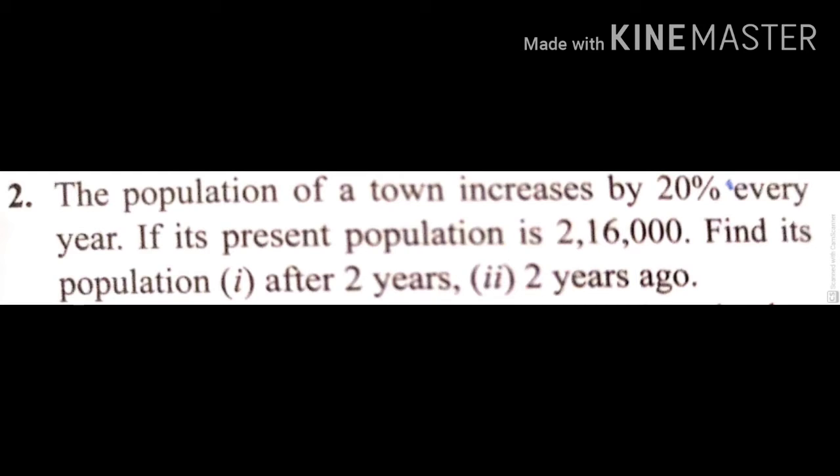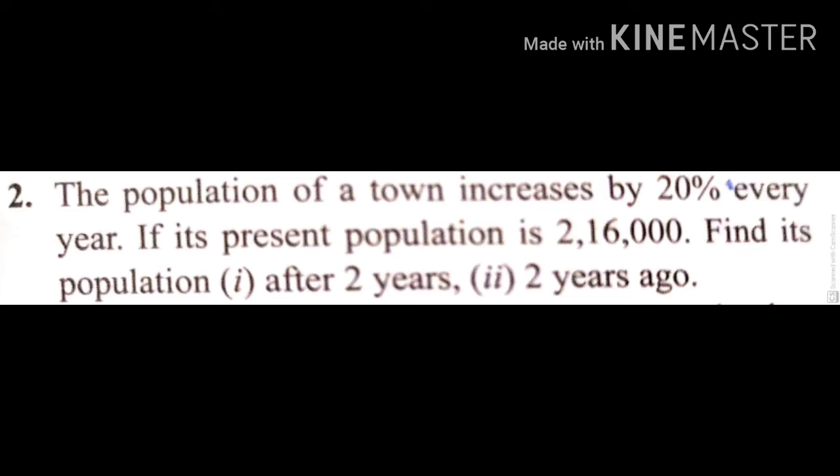Students, let us start our exercise 2D with the help of formulas we have studied for growth and depreciation. Now I am taking exercise 2D question number 2. The population of a town increases by 20% every year. If its present population is 2,16,000, find its population after 2 years and 2 years ago.